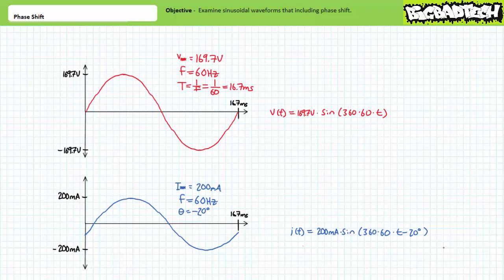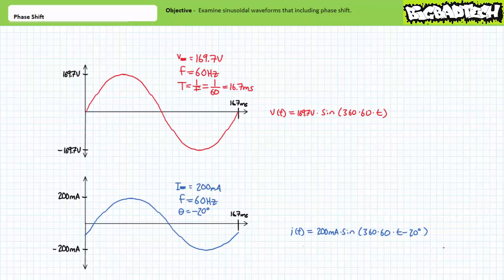V of t equals 169.7 volts times the sine of 360 times 60 times the time of interest. V of t has a peak value of 169.7 volts, a frequency of 60 Hz, a period of 1 over 60, or approximately 16.7 milliseconds, and a phase shift of 0 degrees, meaning it's not phase shifted, and its zero crossing going positive occurs at 0 degrees, or 0 milliseconds.